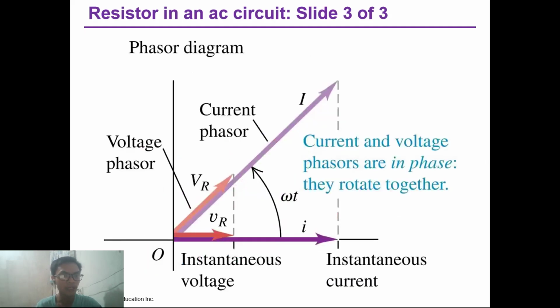We have here a phasor diagram. The current and voltage phasors are in phase, in which they rotate together. Power in a resistor is always positive. Energy is dissipated as heat continuously. We have here the instantaneous voltage and also the instantaneous current.